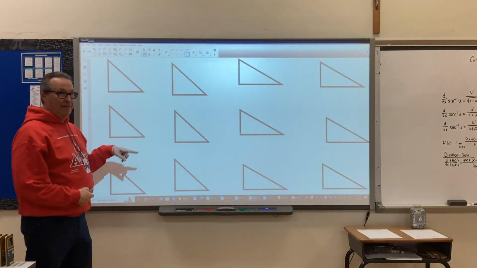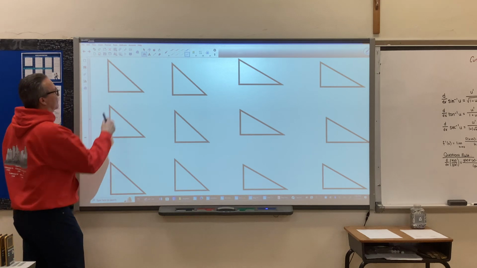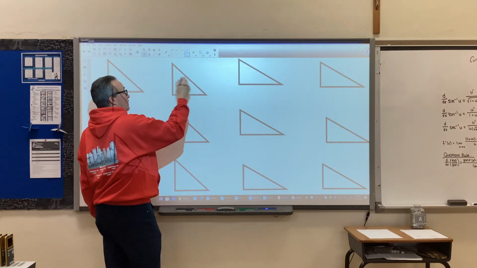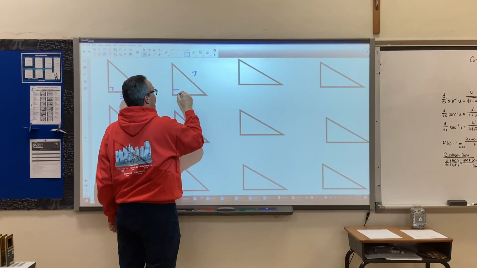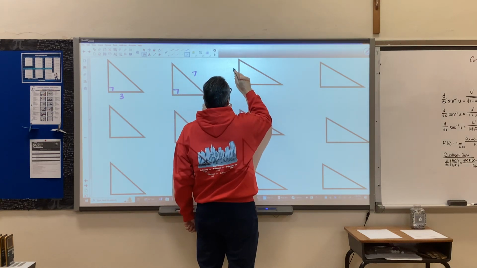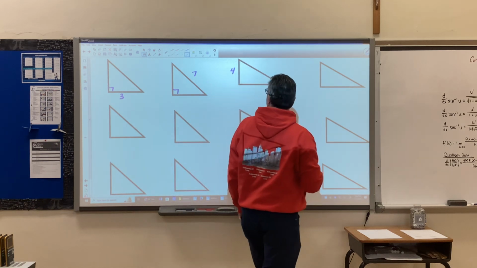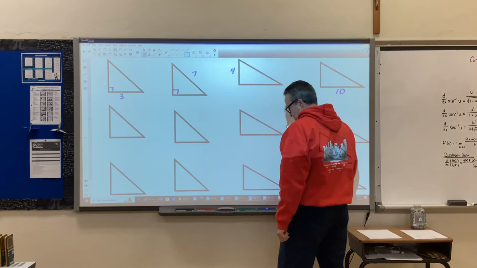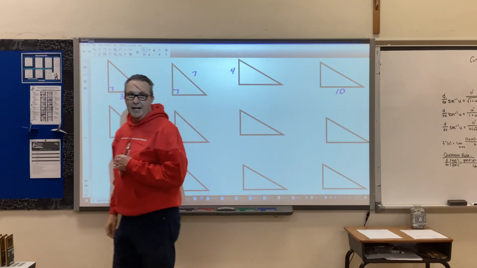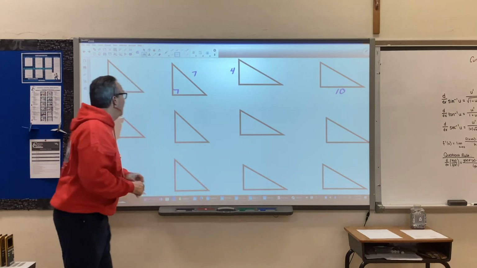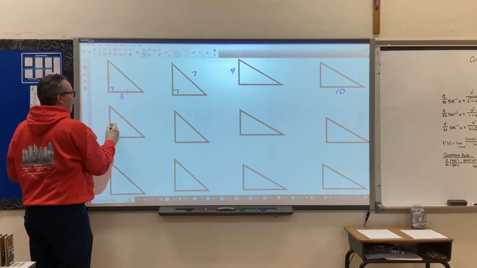So I've got 45, 45, 90, 30, 60, 90 right triangles. Why don't we do some problems? Why don't we make this 3 and find the other 2 sides? We'll make this 7 and find the other 2 sides. We'll make this 4 and the other 2 sides. Make this and the other 2 sides. I guess we need to show that it's a 45, 45, 90 right triangle.